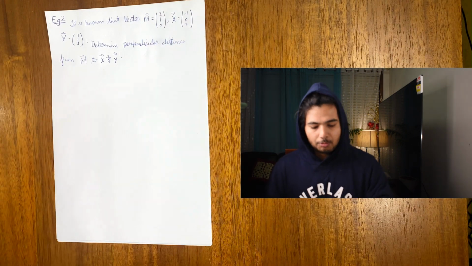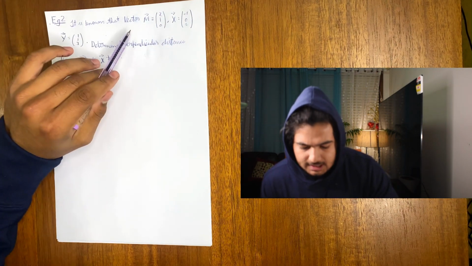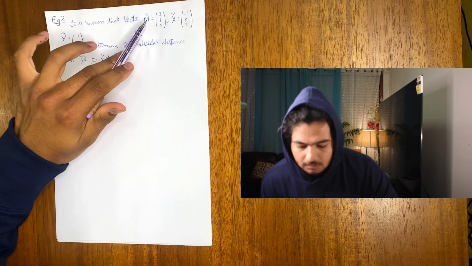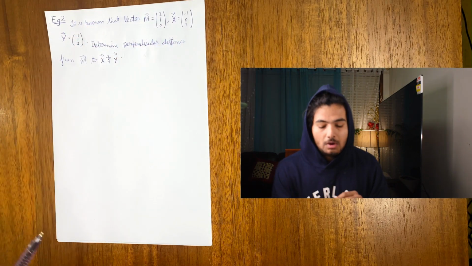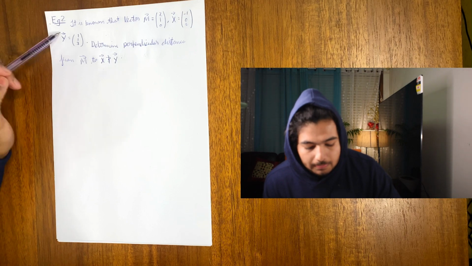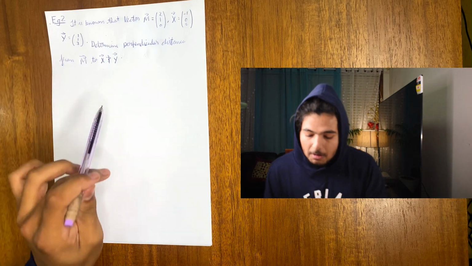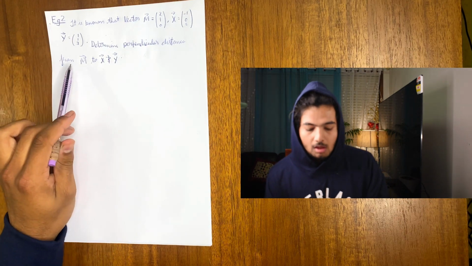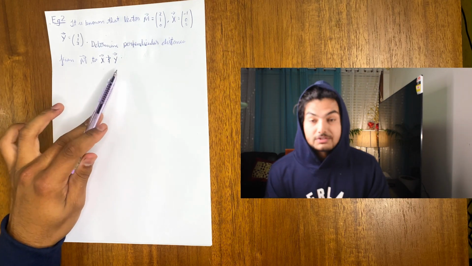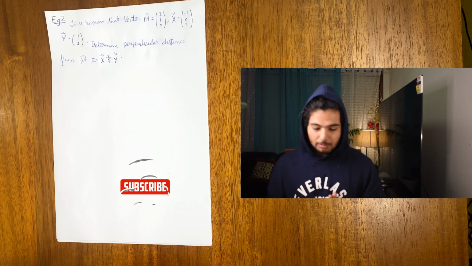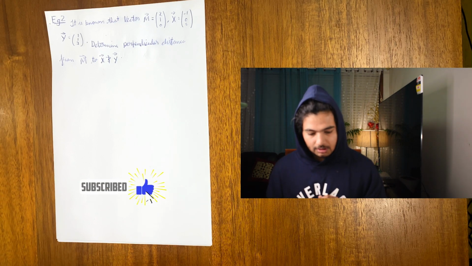Looking at this next example, it says it is known that vector m is (2, 1, 0), vector x is (-1, 0, 2), and y is (1, 1, 3). Determine the perpendicular distance from vector m to x and y. It's a little bit different, perpendicular distance.